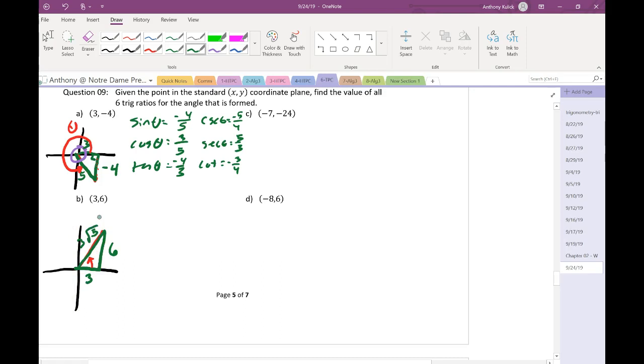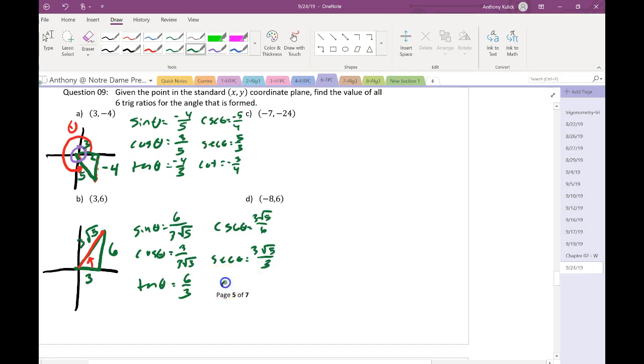I'll let you check that. So sine theta is opposite over hypotenuse. Cosine theta is adjacent over hypotenuse. Tangent is opposite. Cosecant is the reciprocal, so 3 of sine. Secant is the reciprocal of cosine. 3 root 5 over 3, and tangent is the reciprocal, or tangent is the reciprocal of cotangent, which is this.